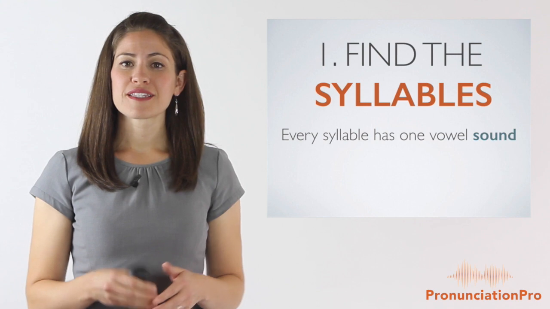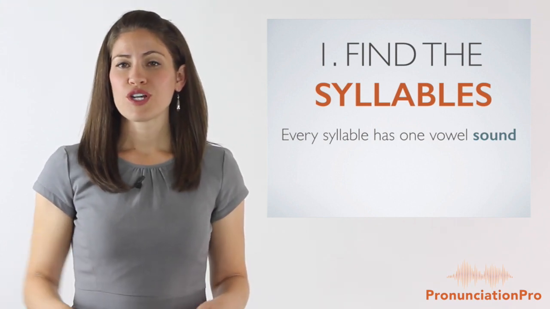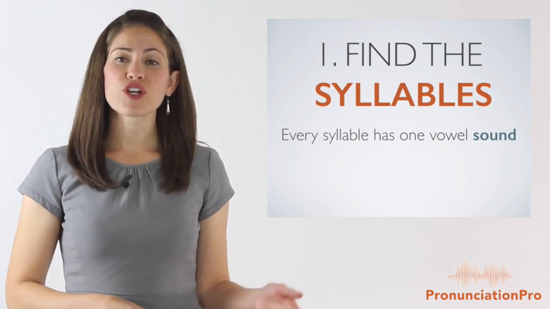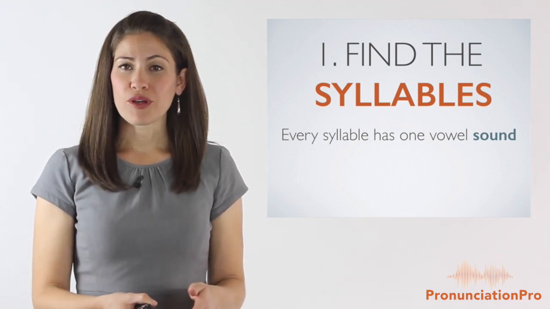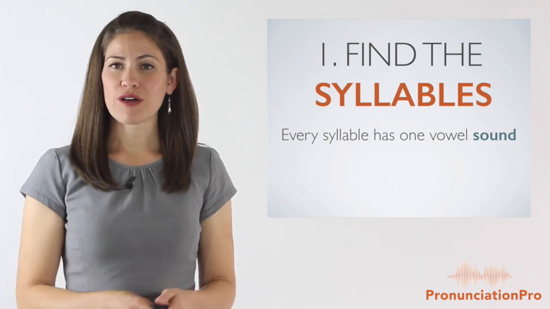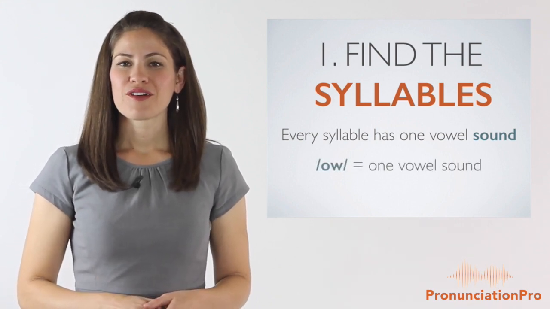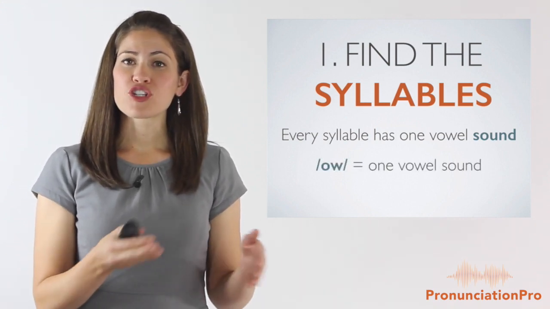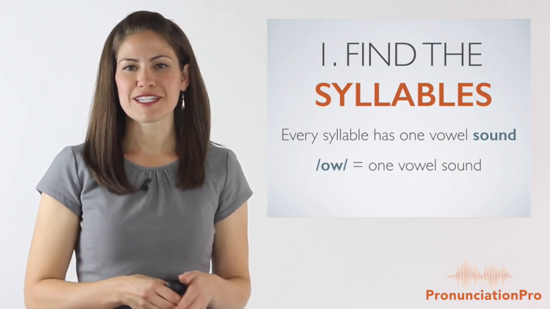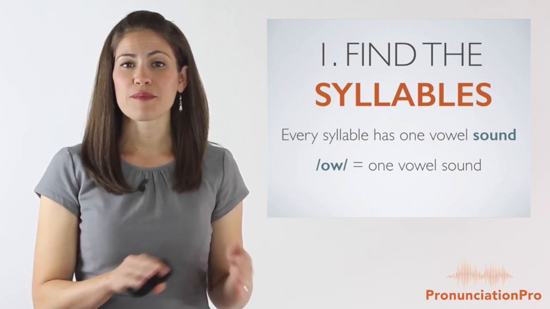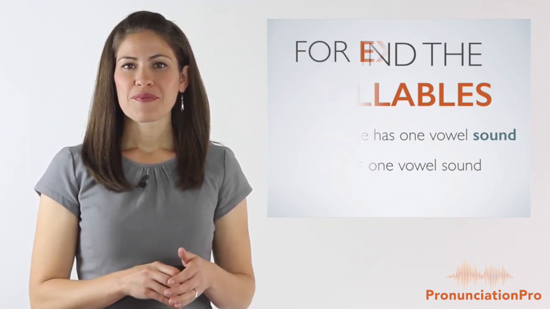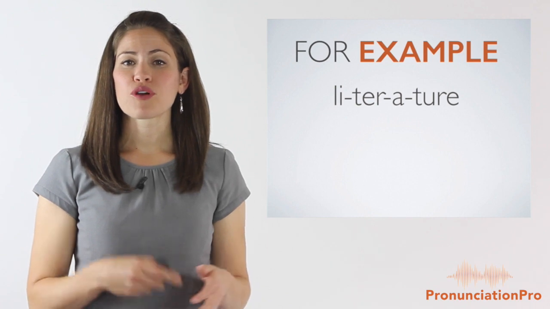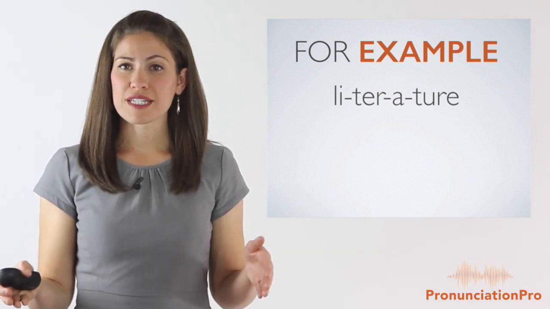So first we're going to find the syllables. Every syllable has one vowel sound. As a reminder, every word in English has one or more syllables, and every syllable has one vowel sound. So for example, there might be 2 vowel letters, or a vowel and a consonant, but this creates one vowel sound. Okay, so for example, we're going to break these words into syllables.